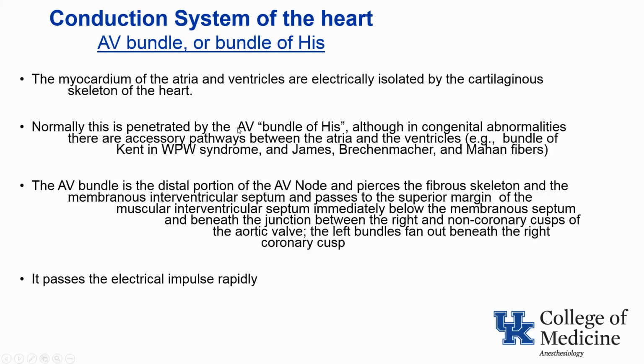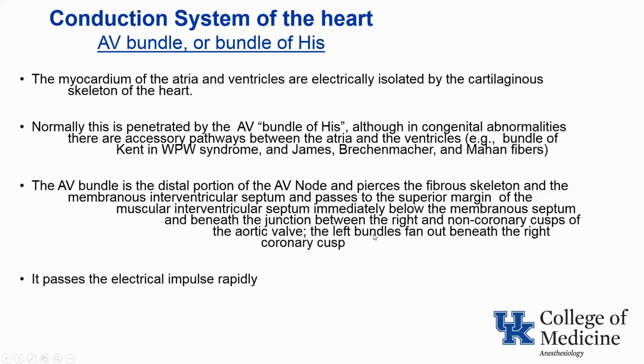Normally, this is penetrated by the AV bundle of His, although in congenital abnormalities there are accessory pathways. The AV bundle is the distal portion of the AV node, and it pierces the fibrous skeleton into the membranous interventricular septum and passes onto the superior border of the muscular interventricular septum immediately below the membranous septum and beneath the junction between the right and non-coronary cusps of the aortic valve.